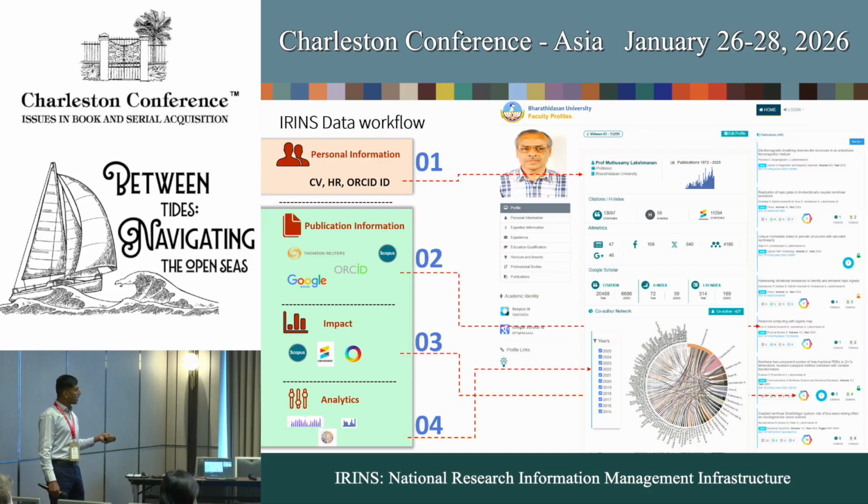These are the metrics that come from Google Scholar based on the Google Scholar ID. This is the social media metric, like Altmetrics: how many times the particular faculty article was discussed on Facebook, Twitter, those kinds of information it used to bring.